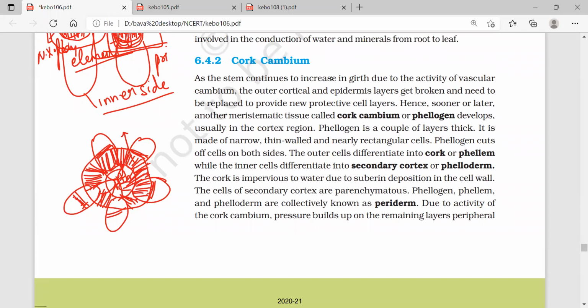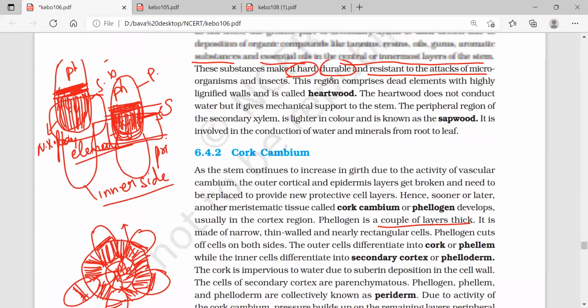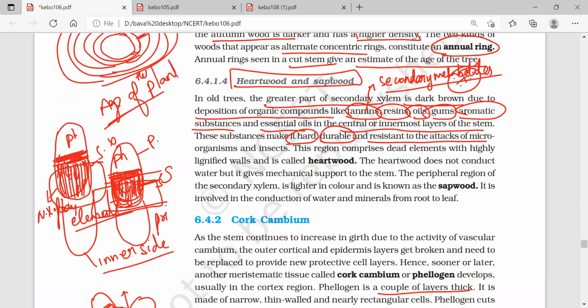Right. Now see, these substances make it hard. These substances are deposited in this place, so it is durable, resistant to attacks by microbes, organisms and insects.